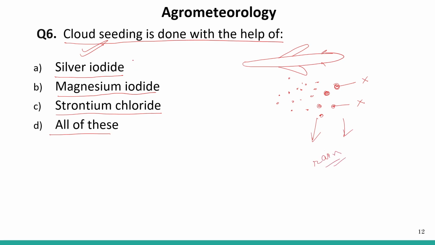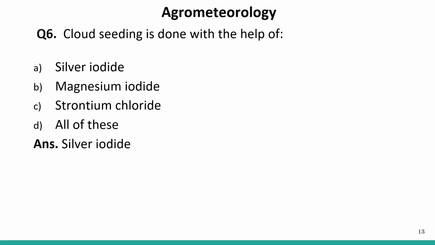So cloud seeding, that is bringing the artificial rain, right? So now, which of the chemical is used? What is this X here now? So that is the silver iodide, AgI. AgI is used in the cloud seeding. So the cloud seeding is done with the help of silver iodide. Okay. Next question. So the correct answer is the silver iodide.